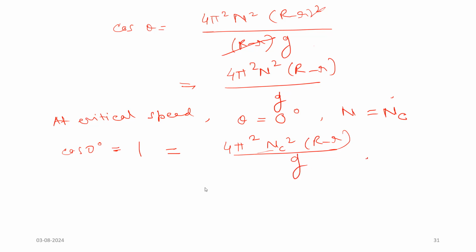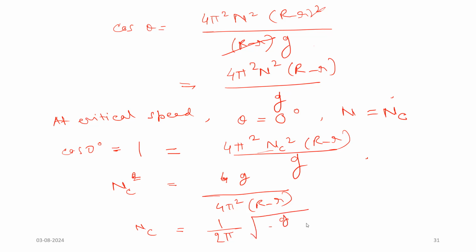And now if we want to calculate nc square, or the critical speed, it will come like this. nc square equals g divided by 4 pi square into R minus r. And nc equals 1 by 2 pi root under g by R minus r. So this is the expression of the critical speed in a ball mill.